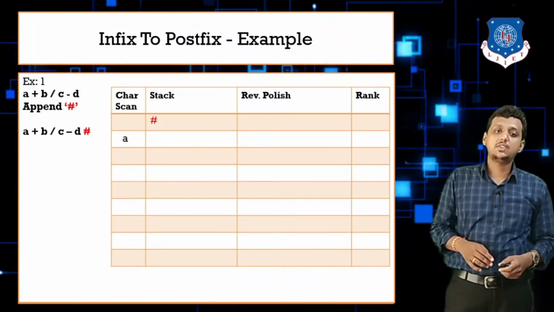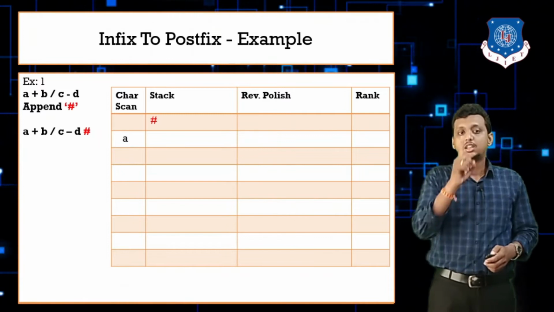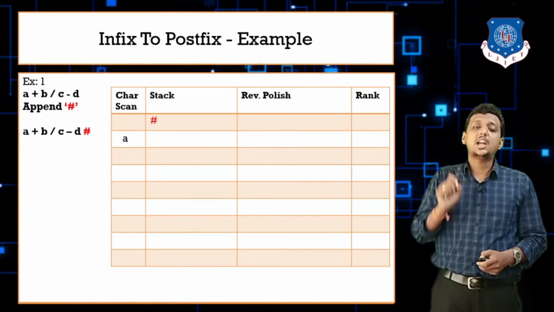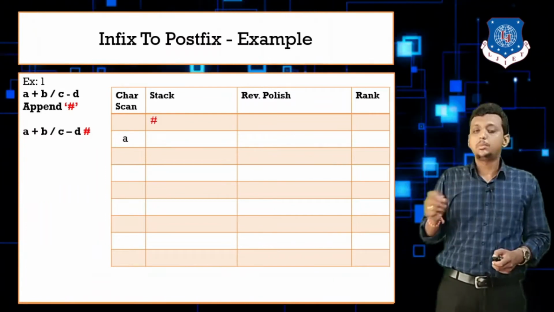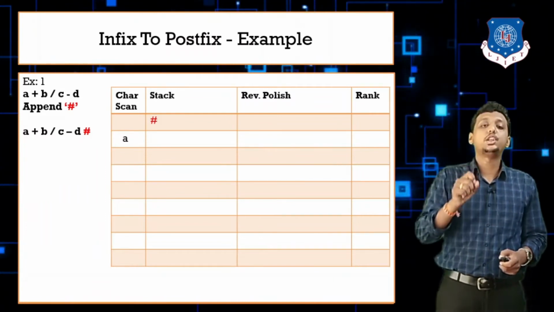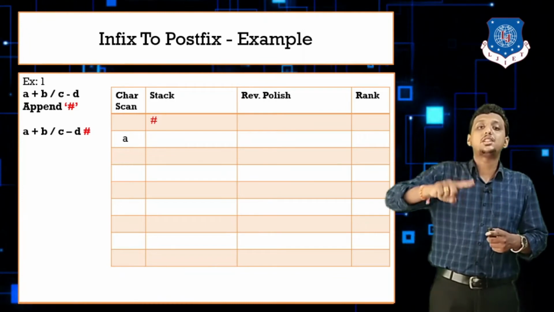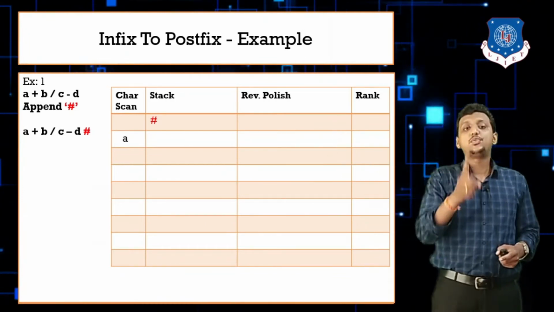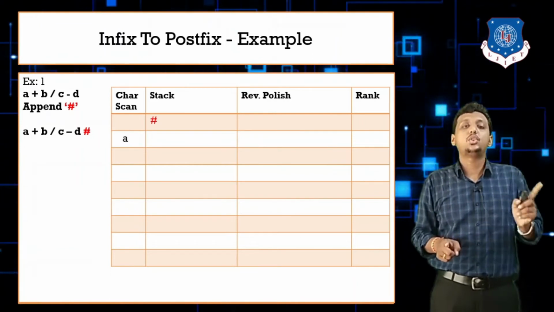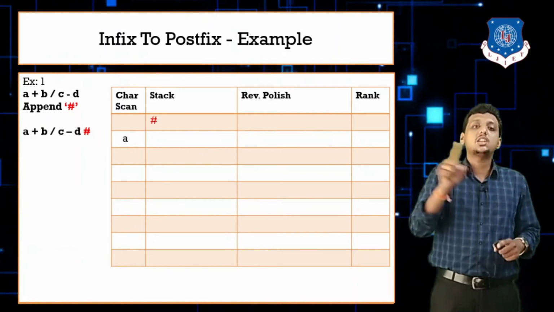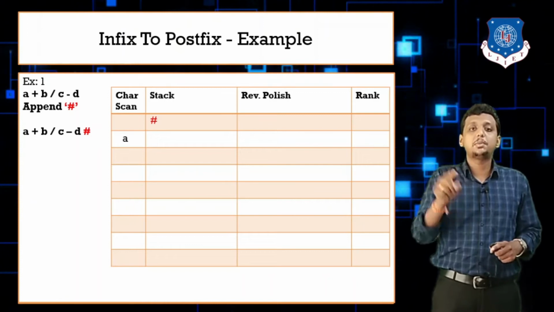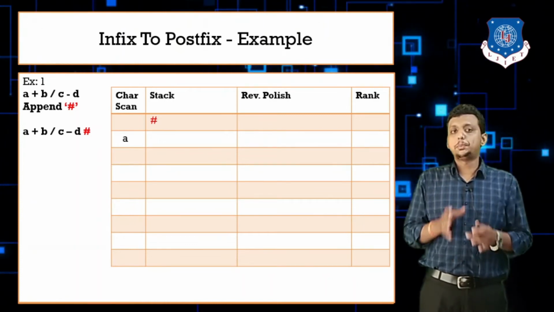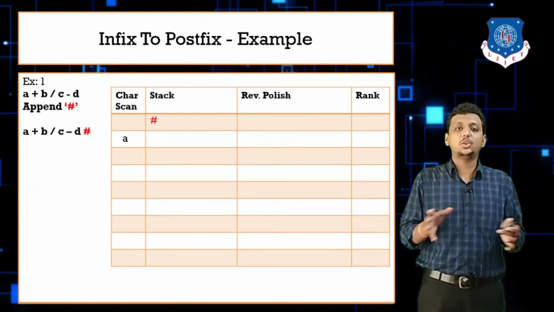Now, next we start with the input characters. The first character of the infix string is A. So I'm taking A. Now, what we need to do is compare the precedence of A with hash. If you remember the precedence table, the hash contains the precedence 0 inside the stack. So students, as we know, the precedence of the hash is always 0 inside the stack.